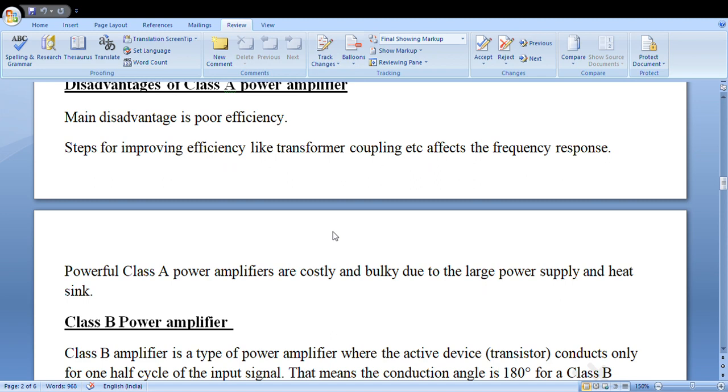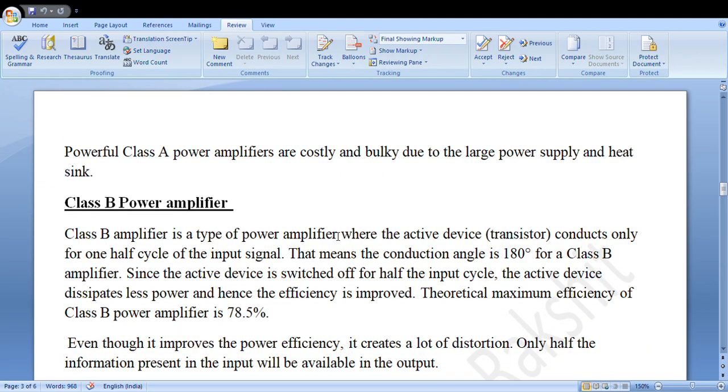As a result, what happens? The frequency response deteriorates. So it's actually a double-edged sword. Now if you want to use very powerful Class A amplifiers, they become very costly and bulky, due to the large power supply and also due to the requirement of numerous heat sinks.